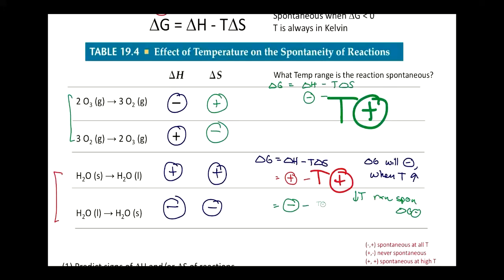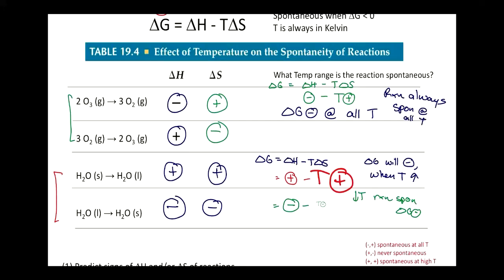Notice how we're able to do this is because temperature is in Kelvin and it's always a positive number. So temperature will never change the sign of this delta S term. It only changes the magnitude. Is it big or is it small? And so in both cases, we see that delta G remains negative. So what we can deduce here is delta G is always negative at all temperatures. So this reaction is always spontaneous, at all temperatures, right? It's always negative. All right, so then let's do the next one.